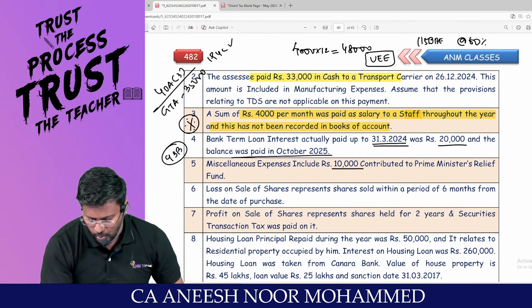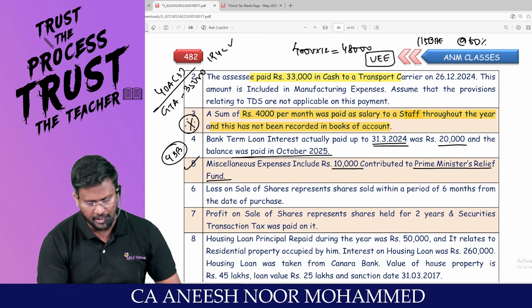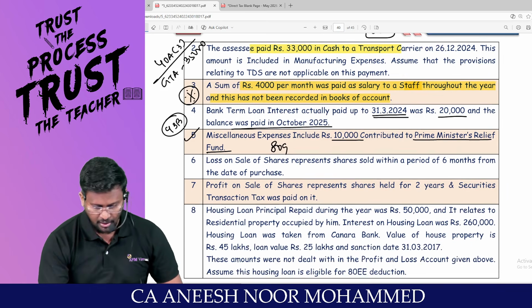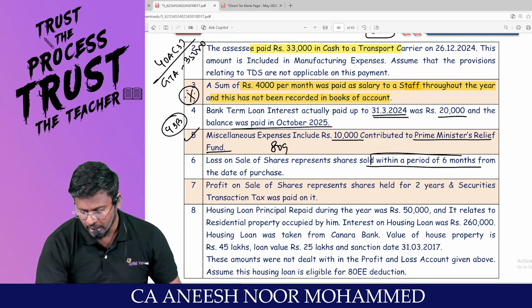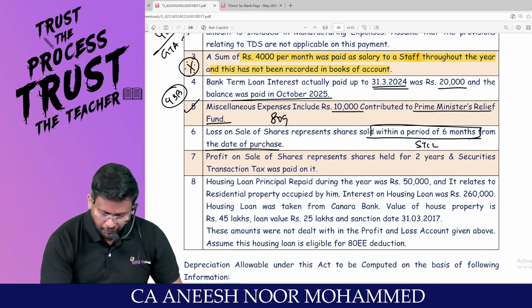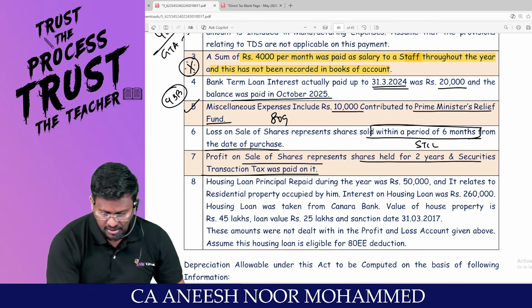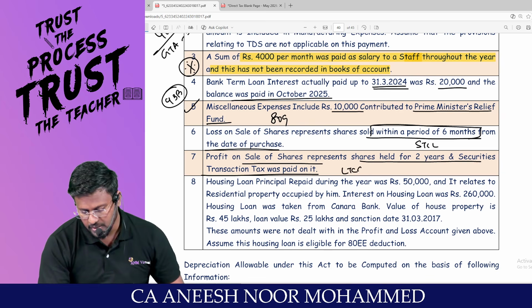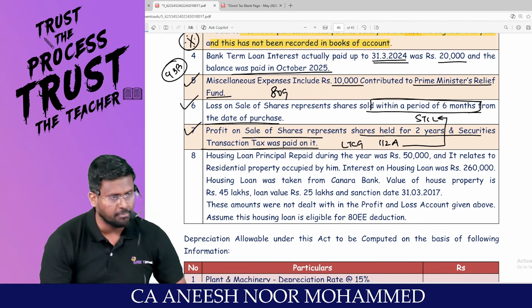Miscellaneous expense includes 10,000 contributed to Prime Minister's Relief Fund. That 10,000 should be added back. You can claim deduction under loss on sale of share: represents shares sold within a period of 6 months from the date of purchase, that means short-term capital loss. Profit on sale of share represents shares held for 2 years and security transaction tax was paid on it. That means long-term capital gain covered under 112A. Long-term capital gain can be set off against short-term capital loss, but both have to be added back in the PGBP area.